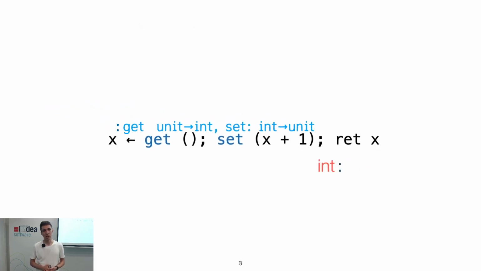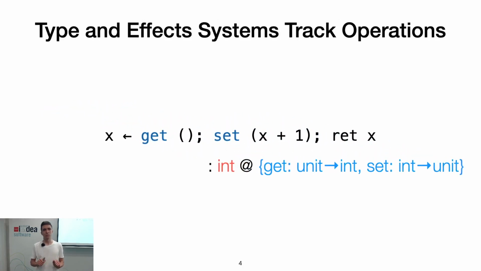But moreover, what we typically want to know in programs that use algebraic effects is which operations they used. So we track their effects in the typing also, alongside the return type of integer. And we call such type systems that also track operations type and effect systems. And let's look closer at this type and effect system annotation.